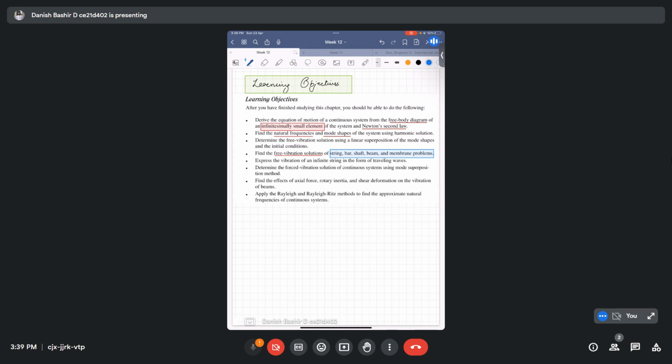Then we will be able to express the vibration of an infinite string in form of traveling waves. Then we will determine the forced vibration solution of continuous system using mode superposition method, and we will find the effects of the axial force, rotatory inertia, and shear deformations. Otherwise, these are later objectives. I think we will not be able to cover these things.